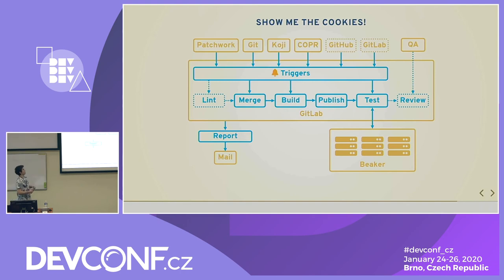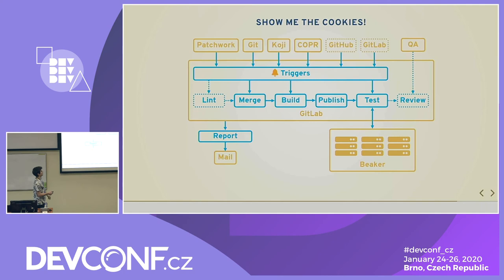For example, we have the lint, which runs a few tools that check that the patch is correctly formatted according to Red Hat standards. So that's only executed when a Patchwork trigger is created. Also merge, build, publish. Publish is because we want the maintainers to be able to check what we did, so we also publish the kernels we built. We merge all this, we build it, but just saying it is not enough. So we are publishing the kernels so the maintainers can really test what we did.